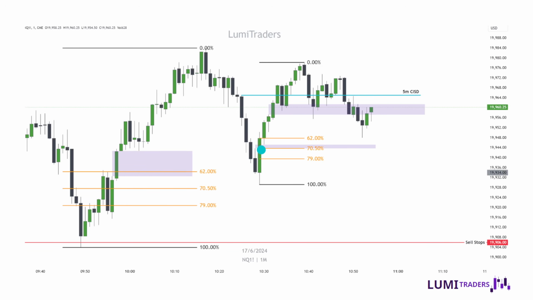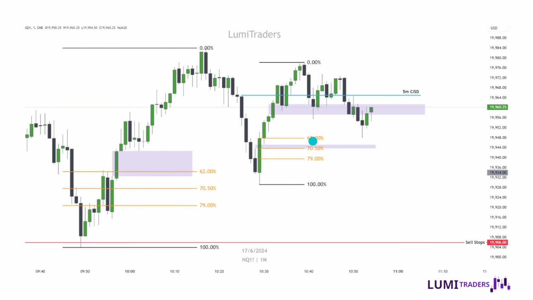Does it work for us? Yes, absolutely works. So we got one imbalance, another imbalance within 5-minute change in the state of delivery. Same idea, I want to measure from swing low to swing high OTE retracement. We can see that price retraced down to 62%. Perfect. What do we want to do next?